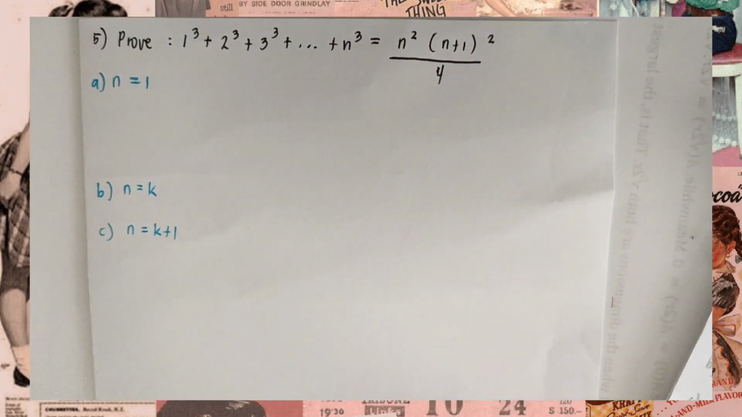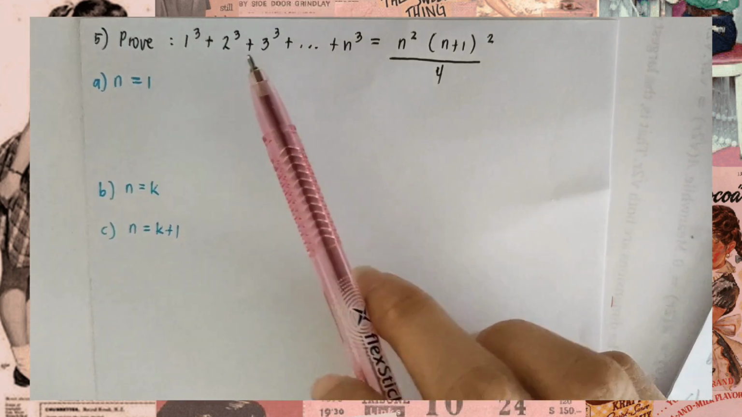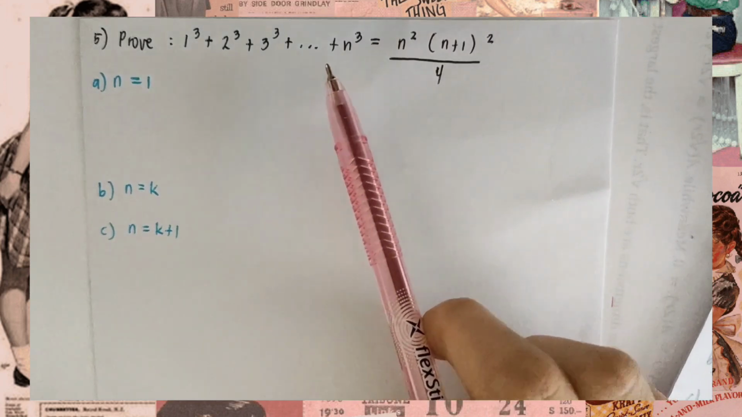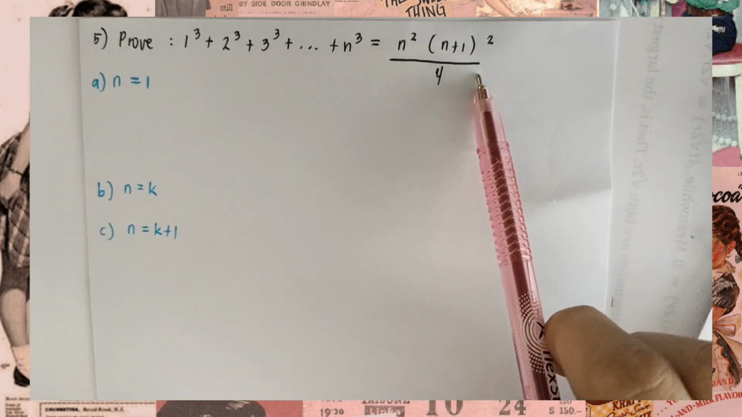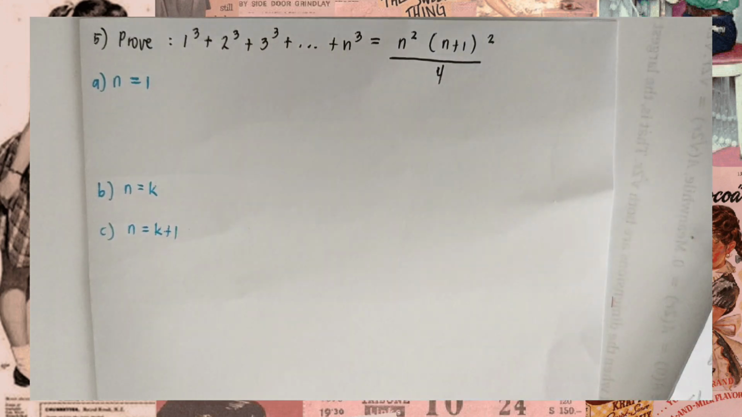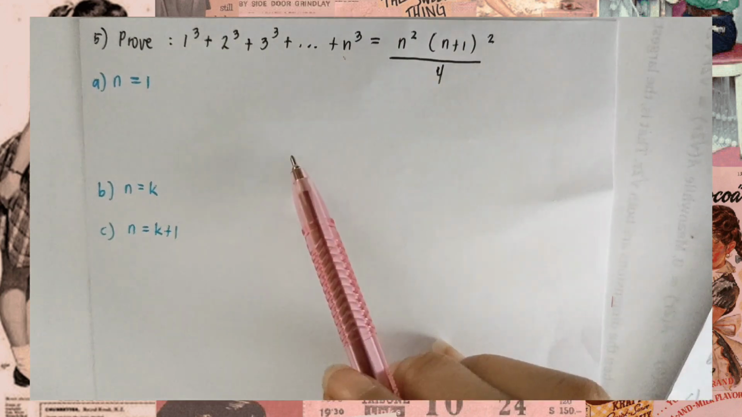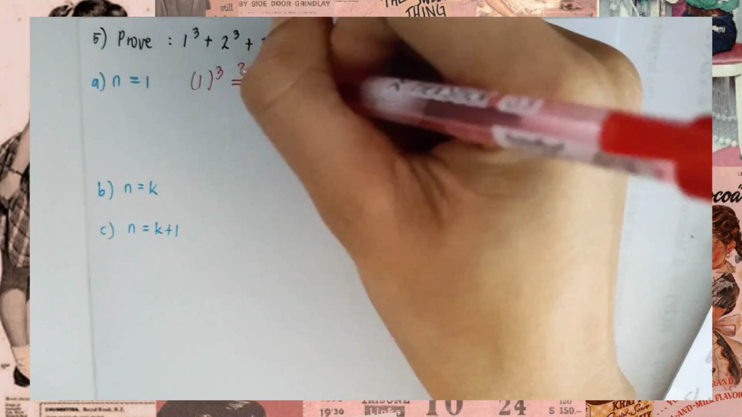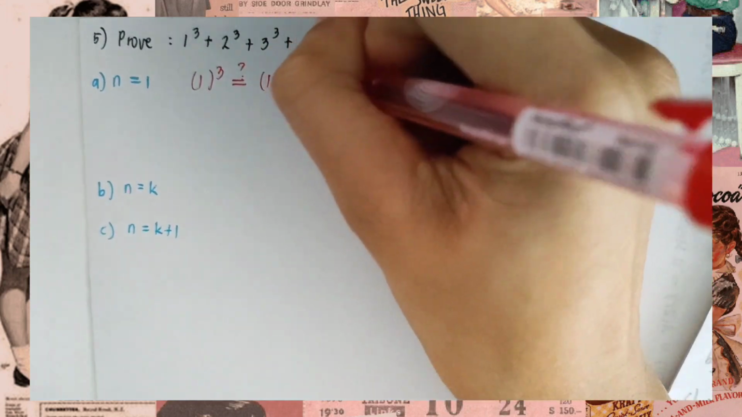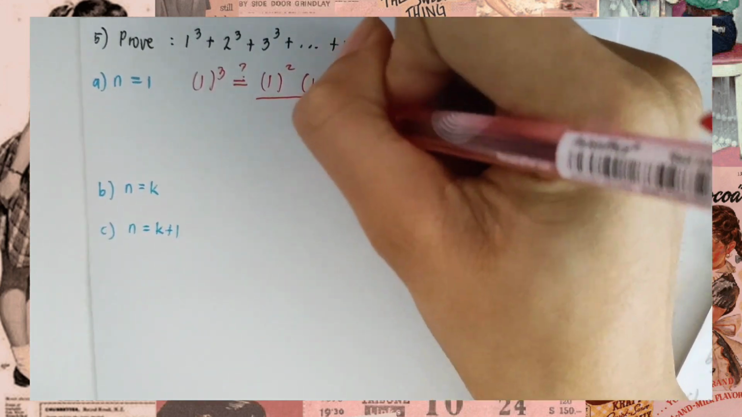Okay, let's proceed with our fifth example. We need to prove 1 cube plus 2 cube plus 3 cube plus ... plus n cube equals n squared times the quantity of n plus 1 squared over 4. Again, we need to verify, and our basis is n equals 1. We need to change all the n here with 1. So we have 1 cube. Will it be equal to 1 squared times 1 plus 1 squared over 4?